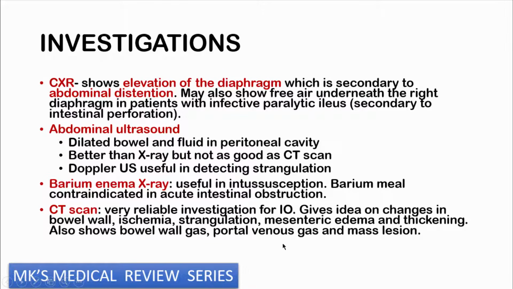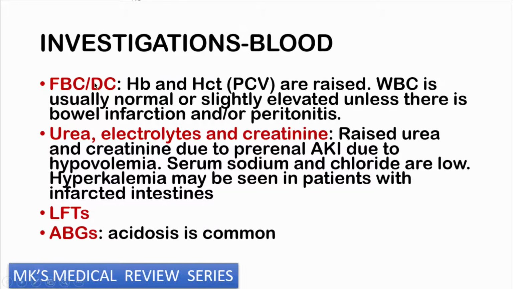Sometimes there may be gas in the portal venous system. There may sometimes be a mass, like a tumor, that you can pick up on your CT scan. Then other investigations include blood investigations. So you may order a complete blood count or a full blood count with a differential count. You want to check your hemoglobin.